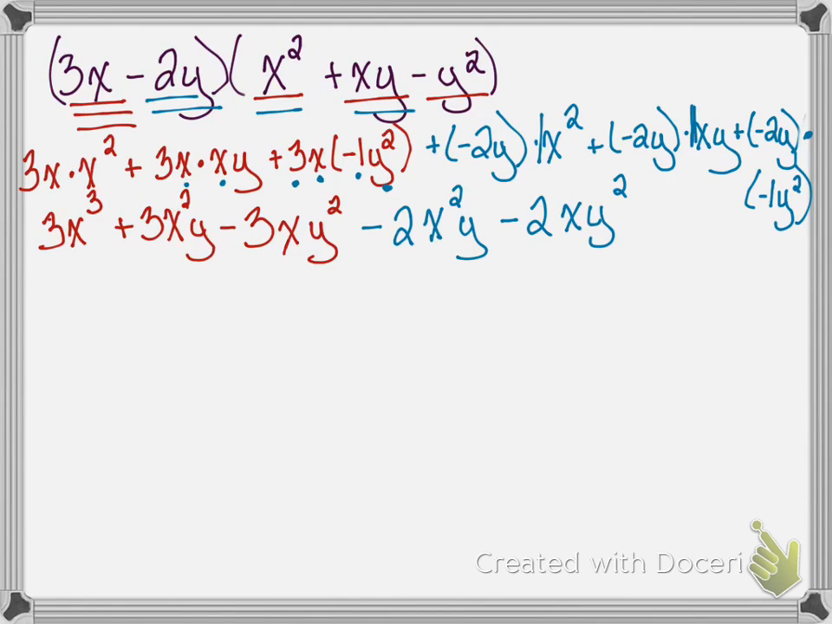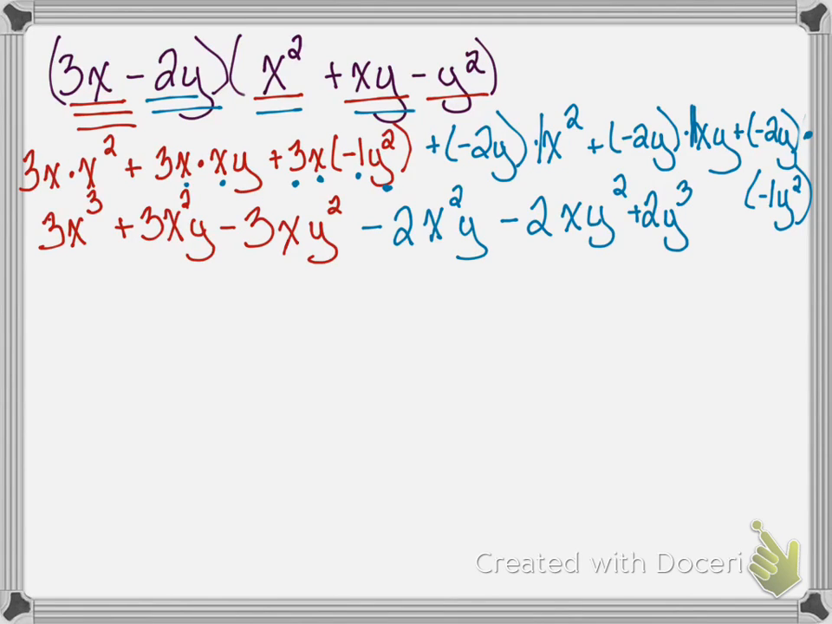Okay? My last one, I have negative 2y times negative 1y squared. Negative 2 times negative 1, positive 2, y times y, y times y squared is y to the third. Okay?